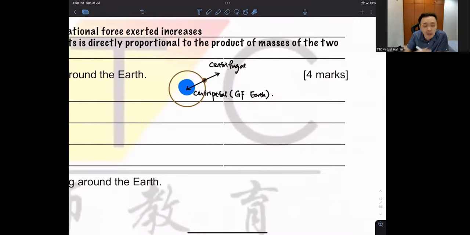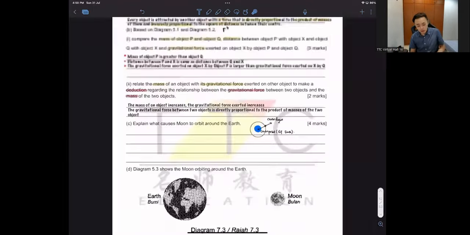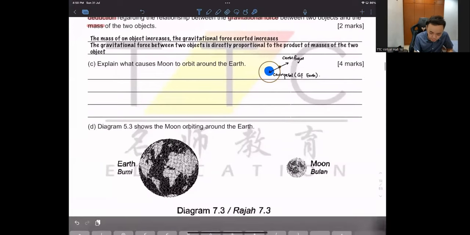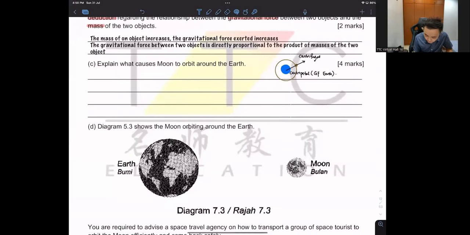That's why in these questions, you see, one short sentence, but 4 marks. You cannot just expect to say, I got gravitational force pulling the moon, end of story. You need a better answer than this. So that's why, what happened is, mention the point here. The idea is this.